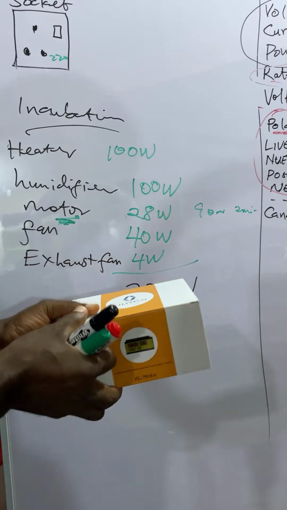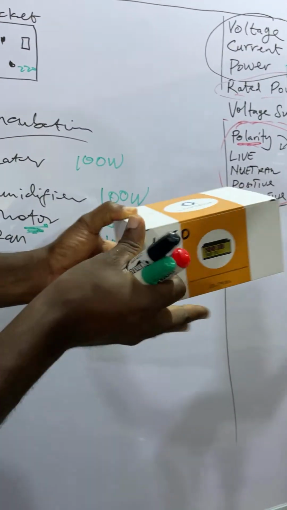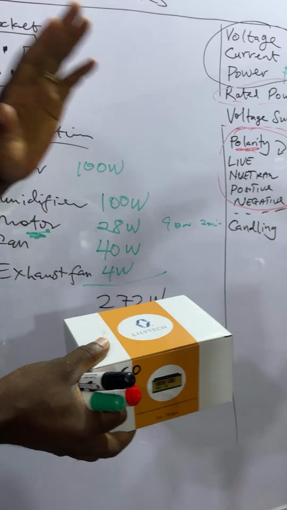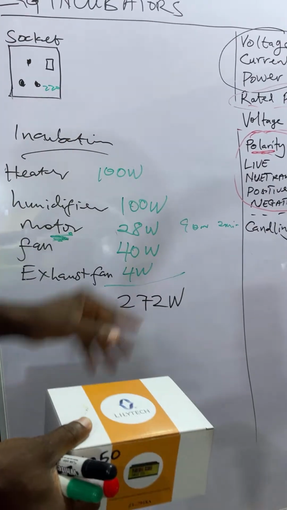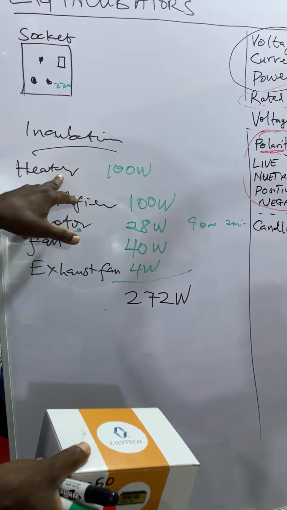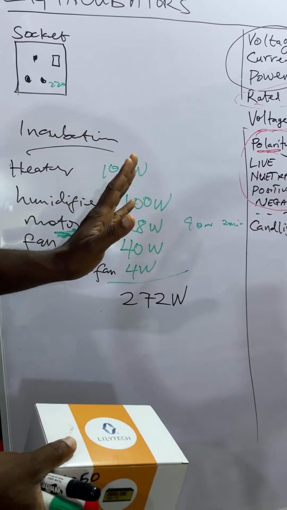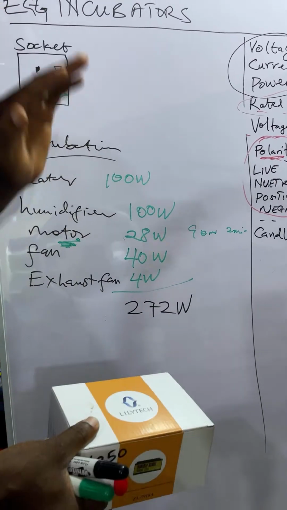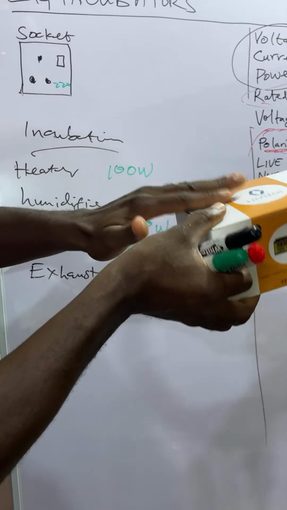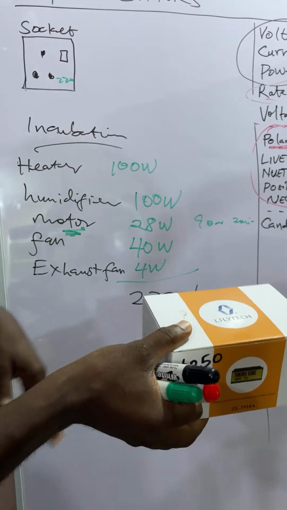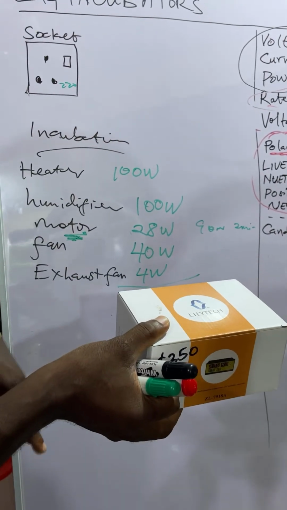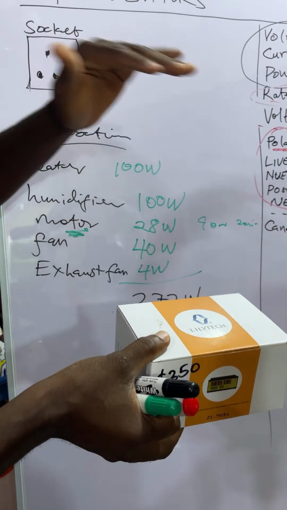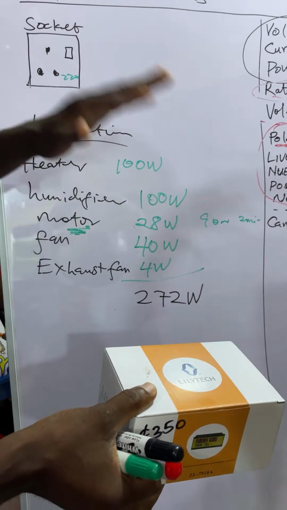So in the same way, the controller will tell your heater, oh, the heat is okay, go off, rest a little. And whenever it is off, it does not consume electricity. When the temperature is low, the controller will tell the heater to come on and work for some minutes again. When it gets to the temperature we want, 37.8, it will go off.